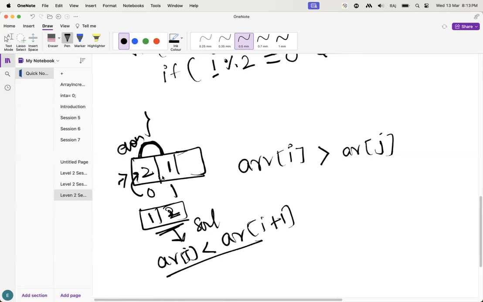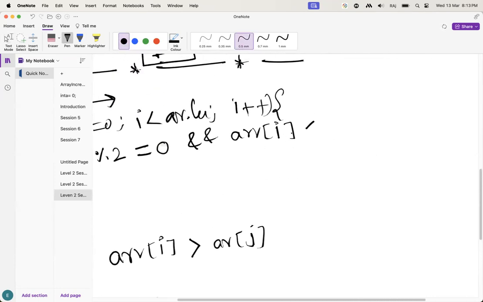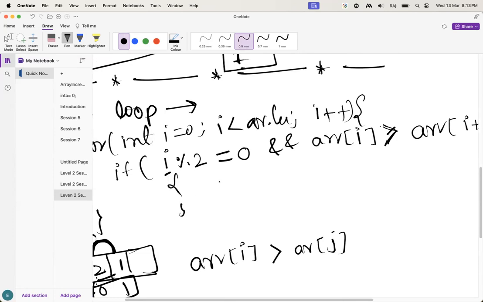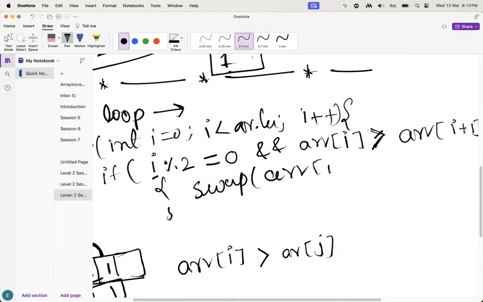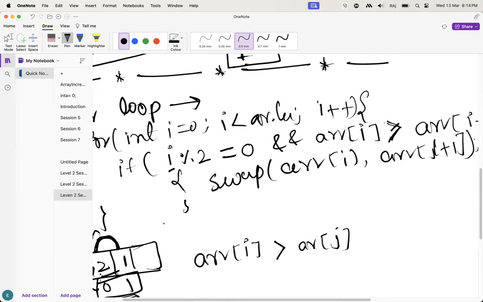So when the criteria doesn't match, the criteria supposed to be like this, right? But this criteria is not matched. So that's why we are going to check that one. How are we going to check? Array of i greater than array of i plus 1. Right, guys? If this is true, what do we have to do? We have to swap the elements: array of i with array of i plus 1. We are going to swap these two. Guys, understand this one?